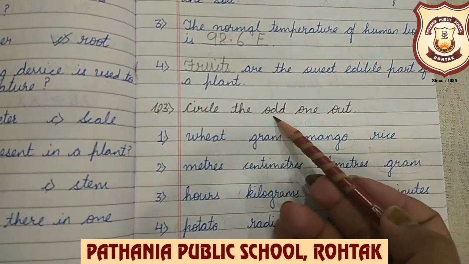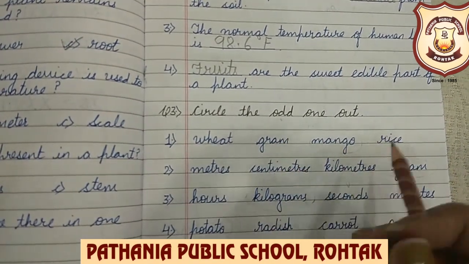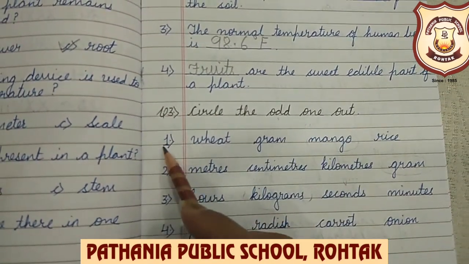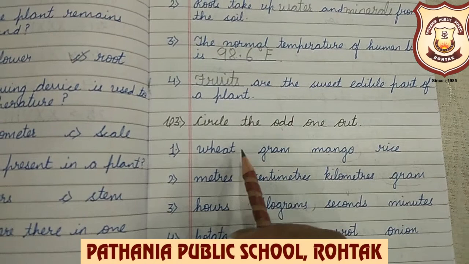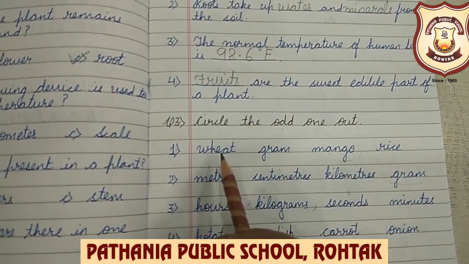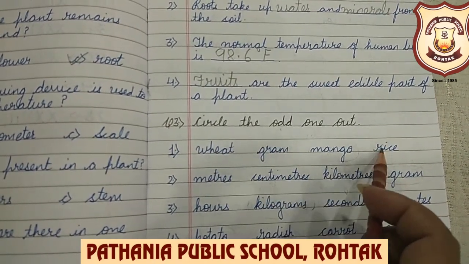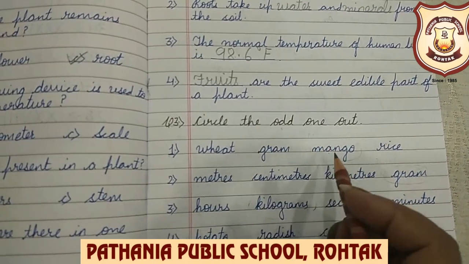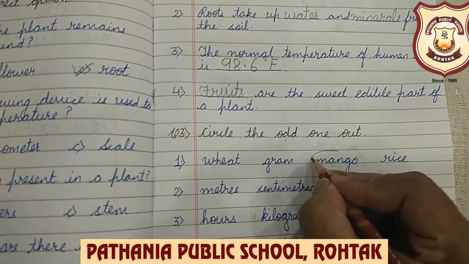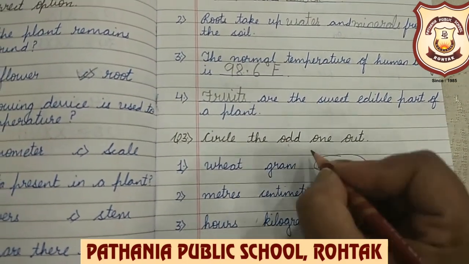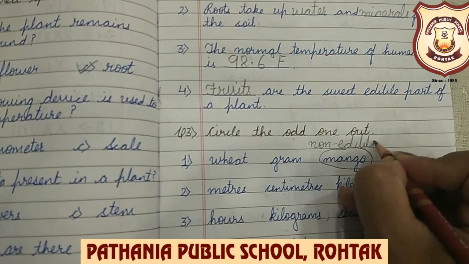Now question number third is circle the odd one out. Odd beta, odd means different. Circle the one which is different among all, which is not relating with the rest, right? So here first is wheat, gram, mango and rice. These four words are given to us. So how will we find out which is the odd one out? See beta, wheat, gram and rice are seeds which are edible and mango seed is non-edible. So that means mango is the odd one out. So we will circle it and we will write here the reason, because of its non-edible seed.